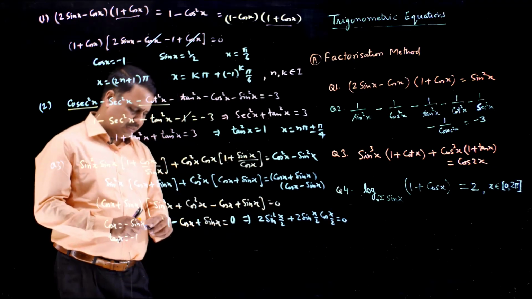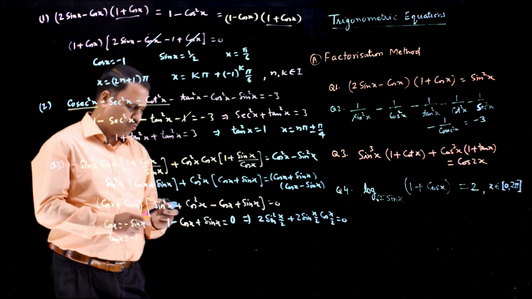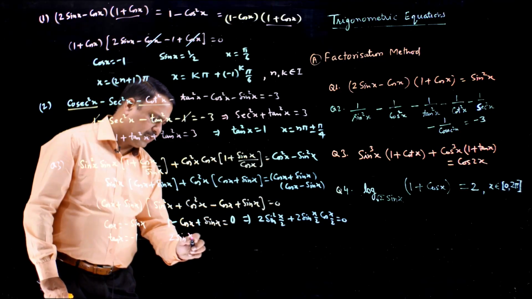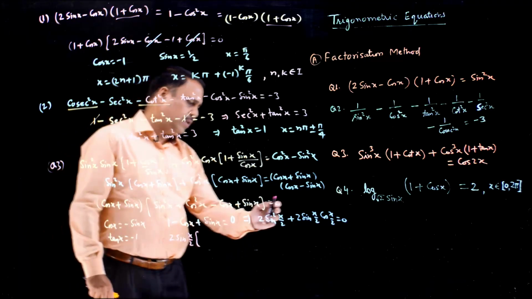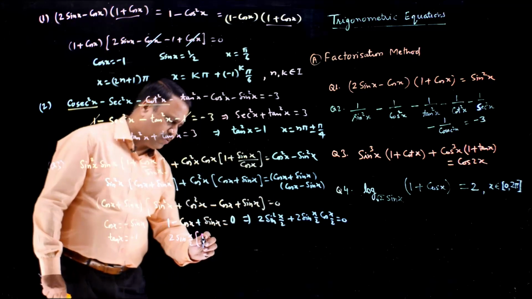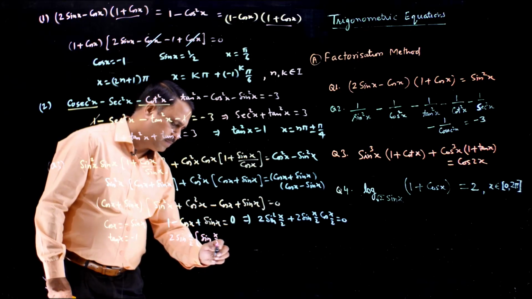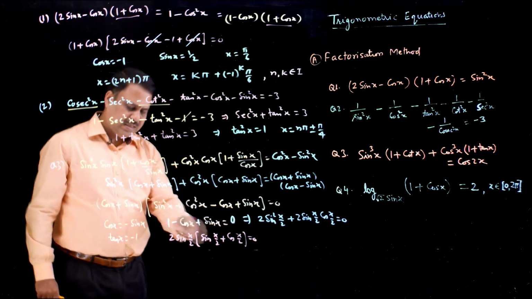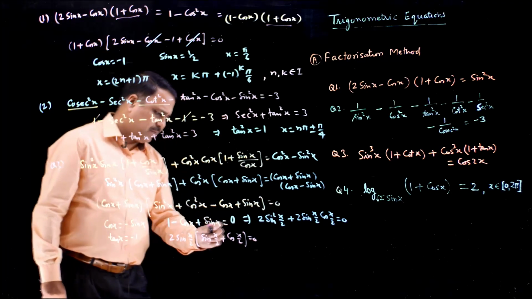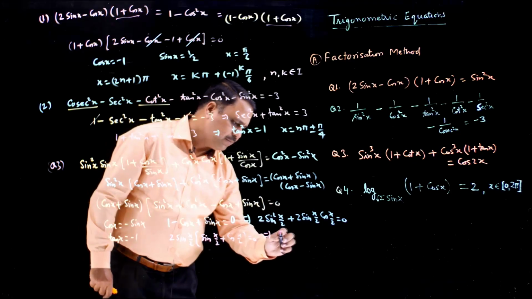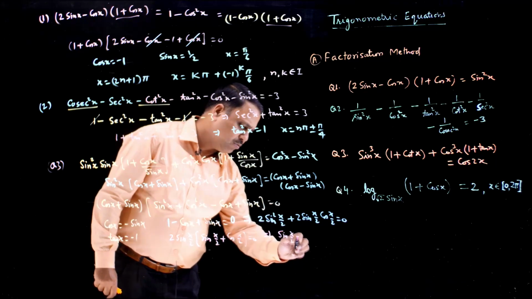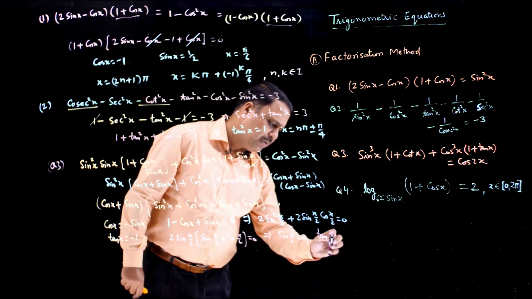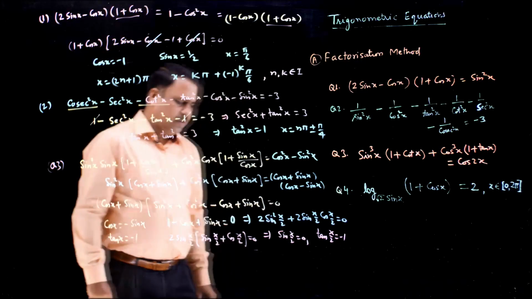2 sin x by 2 you can take common. If you take 2 sin x by 2 common, 2 sin x by 2 is outside. What is left? Sin x by 2 plus cos x by 2 is equal to 0. So this is exactly similar problem. So we will have from here sin x by 2 is equal to 0. This gives that sin x by 2 is equal to 0 and tan x by 2 is equal to minus 1.